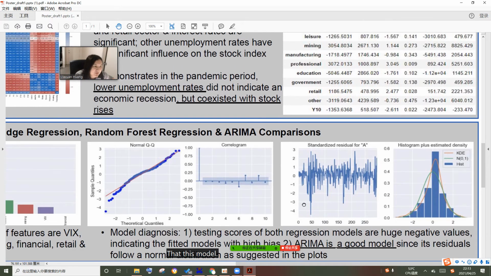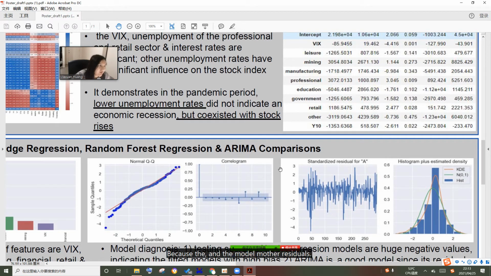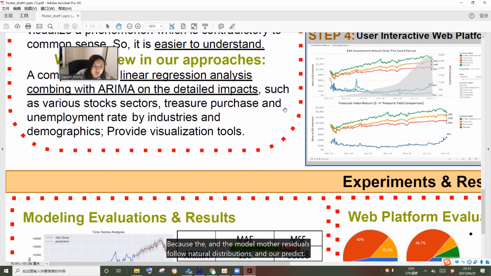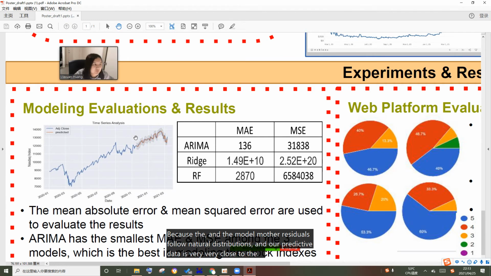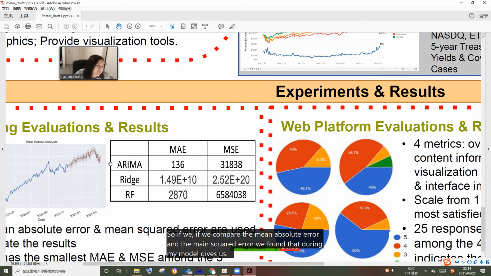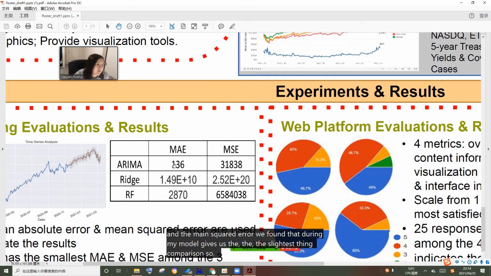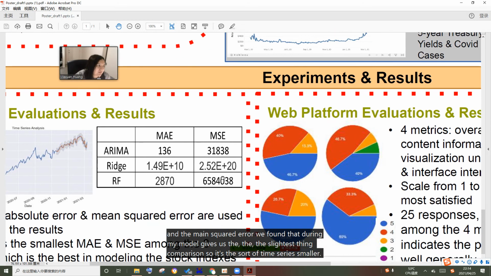This model was proved to be a good one, because the model residuals follow a normal distribution, and our predicted data is very, very close to the observed ones. If we compare the mean absolute error and the mean squared error, we found that the ARIMA model gives us the slightest in comparison. So the time series model is the best to do prediction.